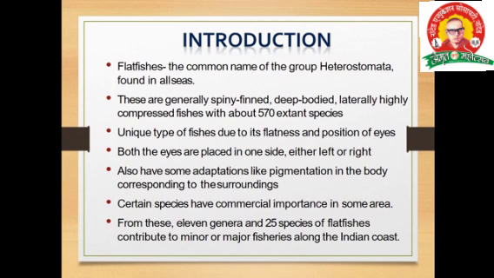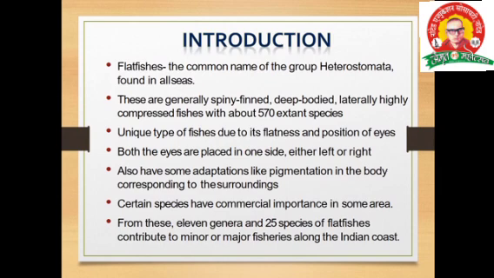They also have adaptations. Adaptation means the different functions or features of the species, like pigmentation in the body corresponding to the surroundings. Certain species have commercial importance in some areas. What does commercial importance mean? In Indian major carps, katla, rohu and mrigal are all commercially important because they have valuable food fish value in the market. From the same point of view, the sole fish or the flatfish have commercial importance in some seas.